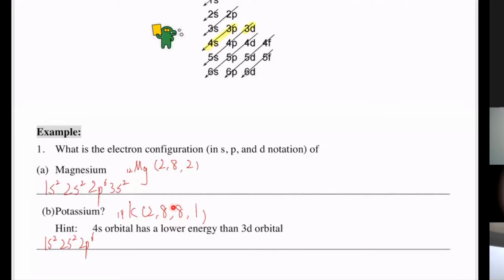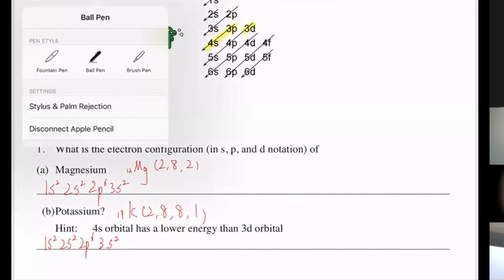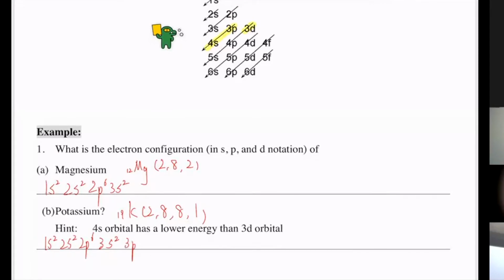Okay, so let's consider how to put those 8 electrons. After 2p, we need to go to the 3s orbital. So let's write 3s first. How many electrons can we put in the 3s orbital? 2. Okay, so we finish with 2 of this 8 and are left with 6 electrons. After 3s, we go to 3p. How many in total could we put in 3p? 6. Okay, and then after that, where should we go? 3d or 4s?